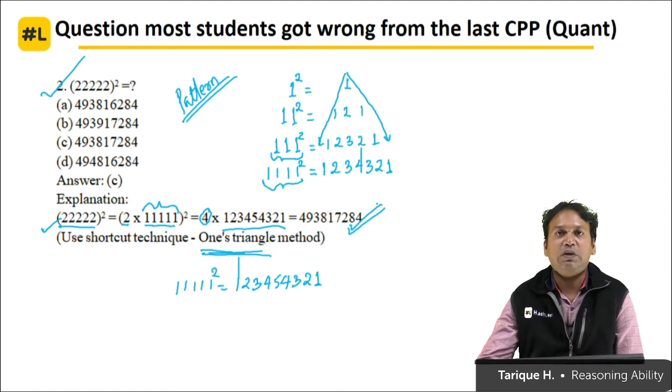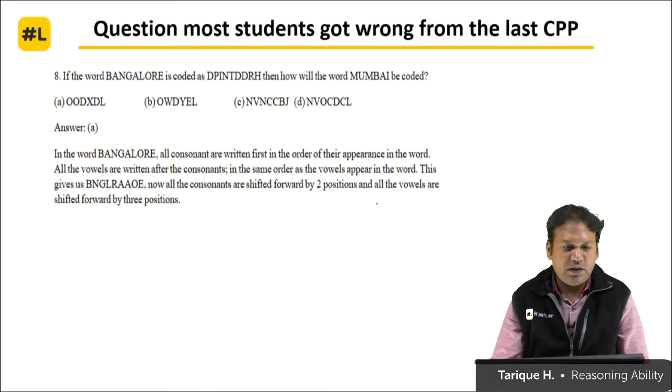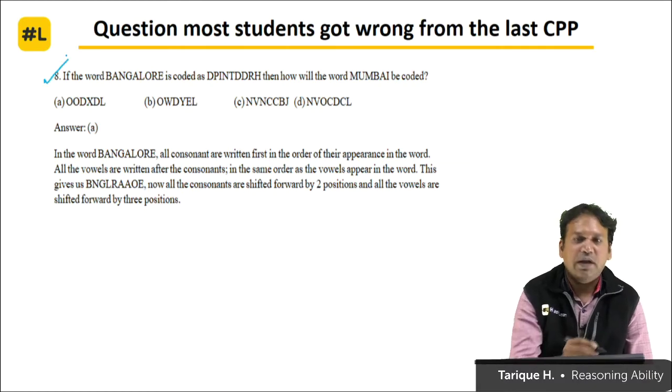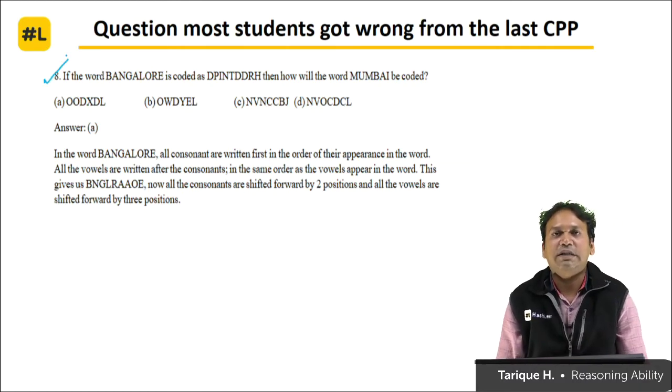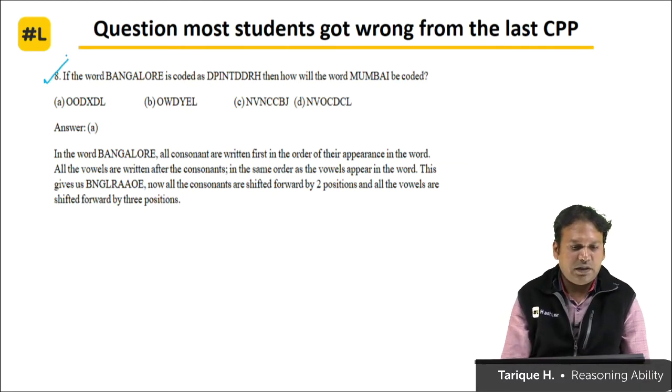Now we will see the next question. That was from the class on coding and decoding, letter shifting. The first concept we discussed on day 1, that is yesterday, was based on shifting letters and changing one word into its code word. This is the question that most students got wrong in the CPP for yesterday's class. Let us look at this here.